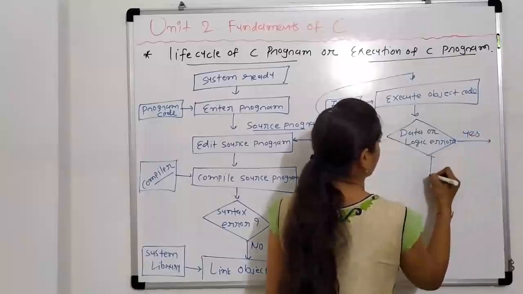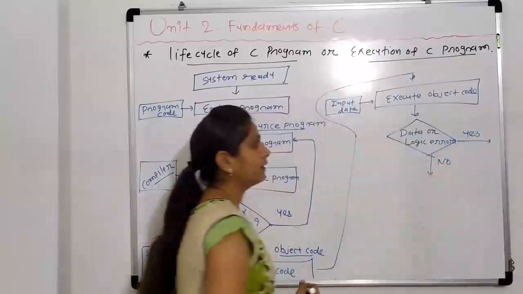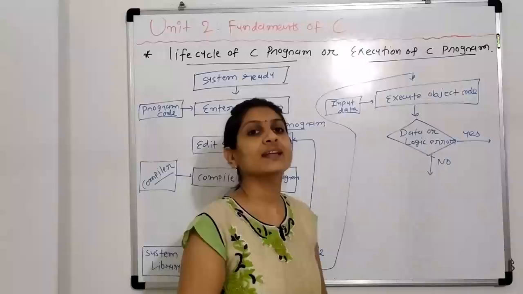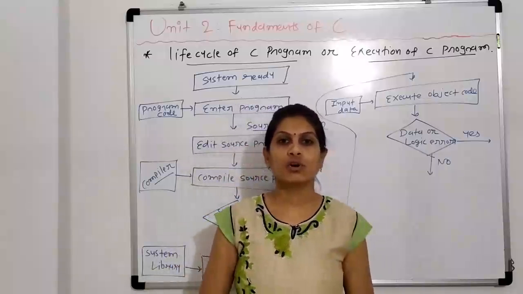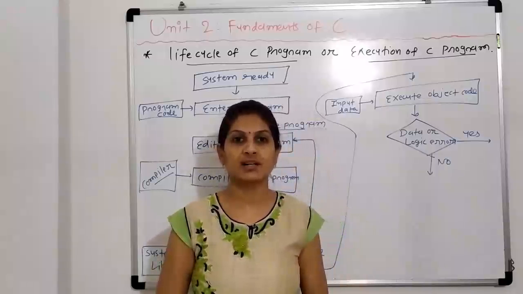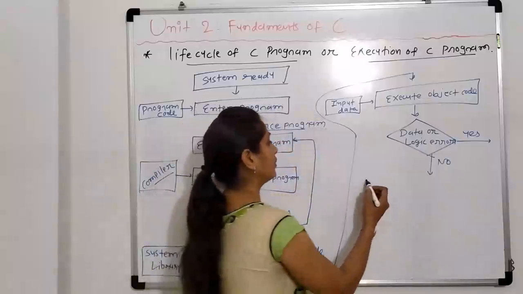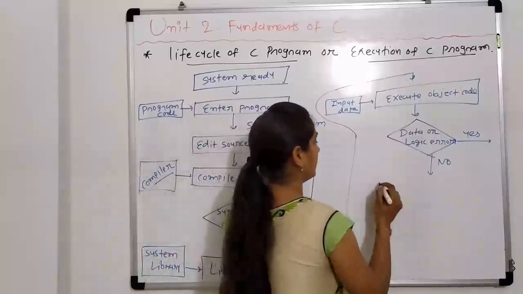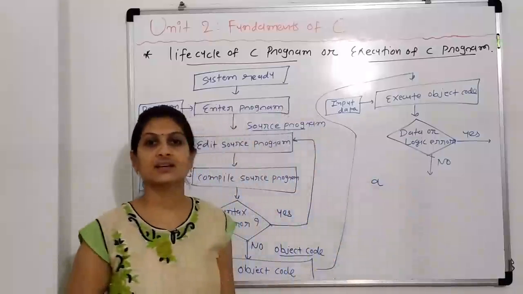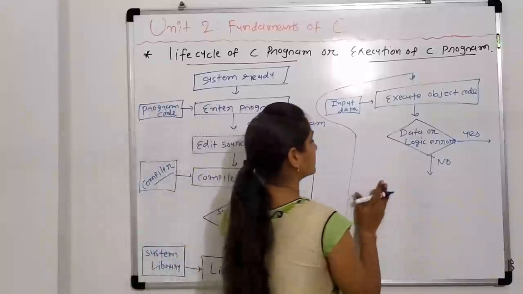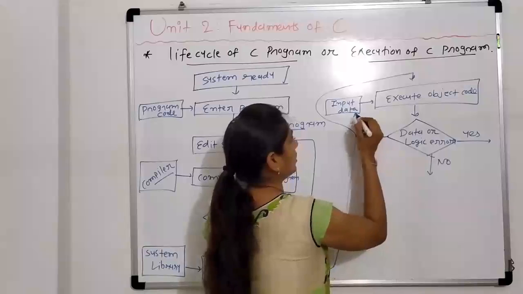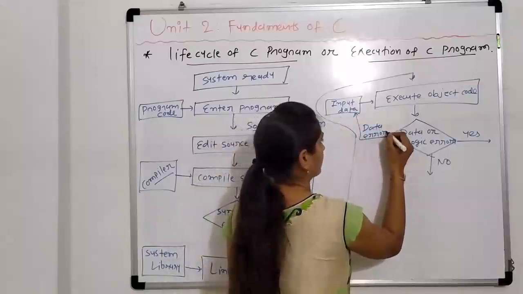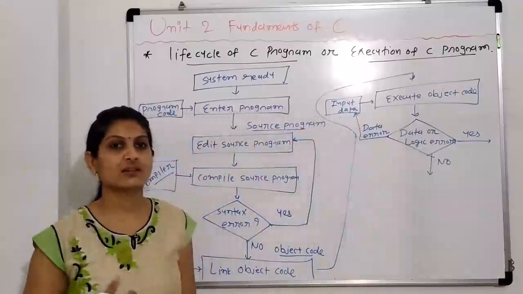If there is a data error, it means, for example, in the program we are writing integer data type, so you have to input only a whole number, not a decimal value, and you are inputting 3.5, that is called a data error. Instead of a number you are typing A, then again it is a data error. So if there is a data error, then you have to give input again. Clear?